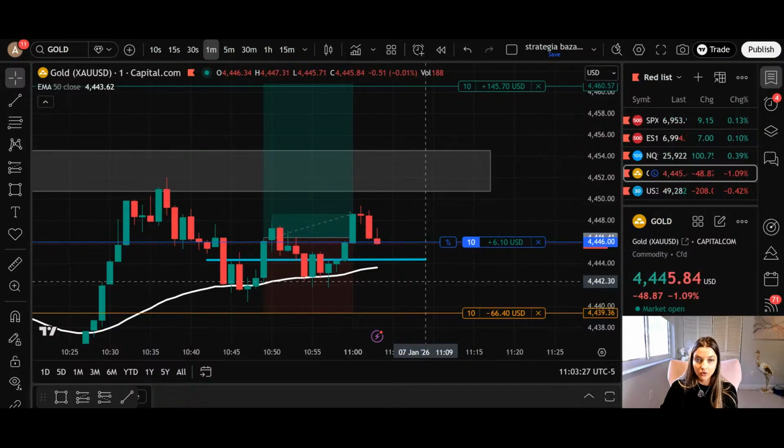But full disclosure, I'm still learning the gold. My main instrument is US 30. Gold, I'm still learning exactly how it moves.